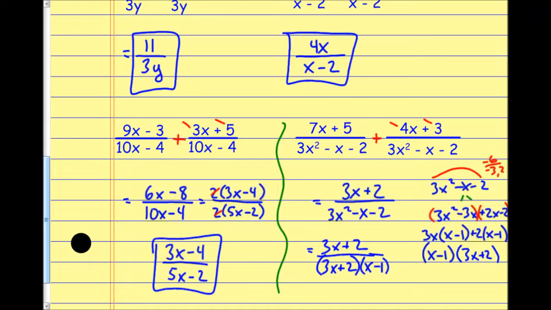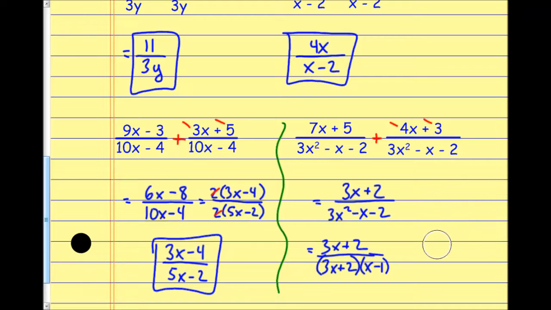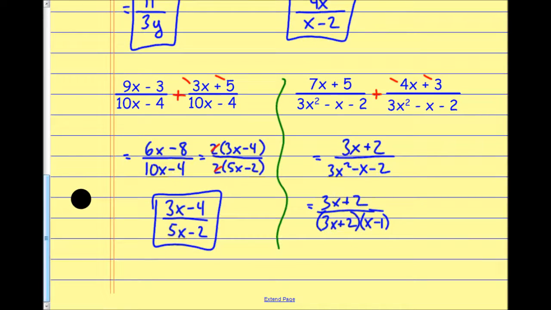Let me get rid of this work so it's not in my way here in case I need a little bit more space. I can reduce this because the 3x plus 2's cancel out. Since I've reduced this using division, that means I'm left with a 1 in my numerator and just the x minus 1 in my denominator. Okay? So again, subtraction, change it to adding the opposite makes it pretty easy. I add or subtract the numerators, denominator stays the same, and then I reduce what's left over.